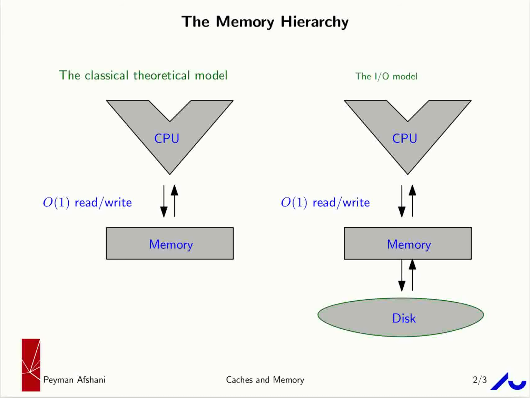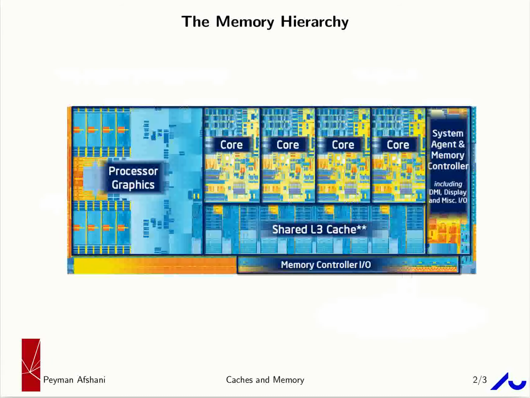In particular, if you look at the picture of a modern computer, it might look something like this: you have multiple cores, and these cores are connected to a special kind of memory called the shared L3 cache. So what are these caches and how do they behave?